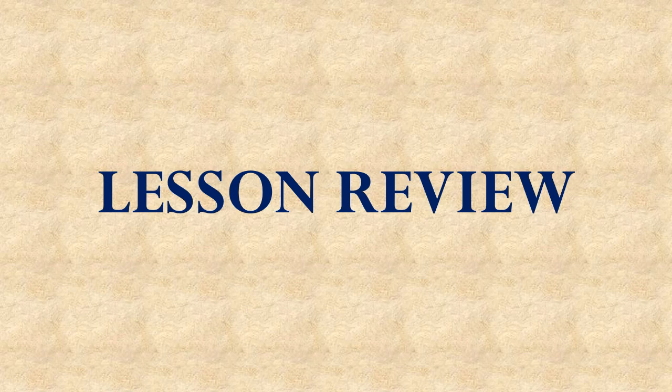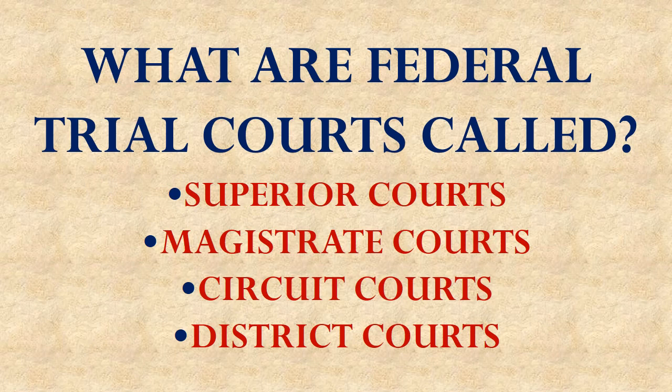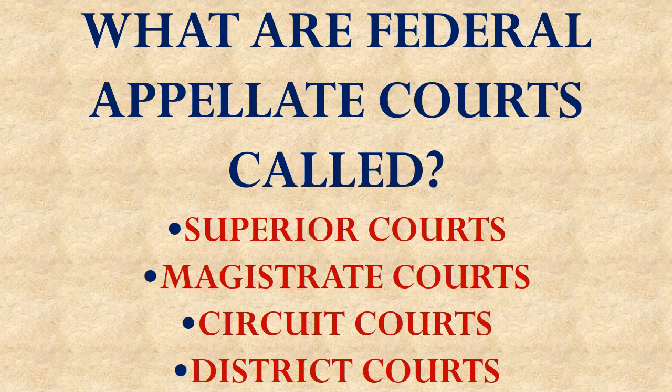Now let's review what you learned in this lesson. What are federal trial courts called? Are they called superior courts, magistrate courts, circuit courts, or district courts? They are called district courts. What are federal appellate courts called? Are they called superior courts, magistrate courts, circuit courts, or district courts? They are called circuit courts, or the more full name, circuit courts of appeal.